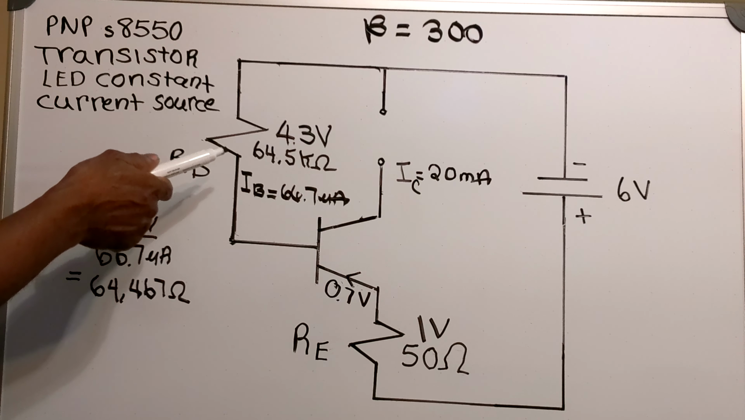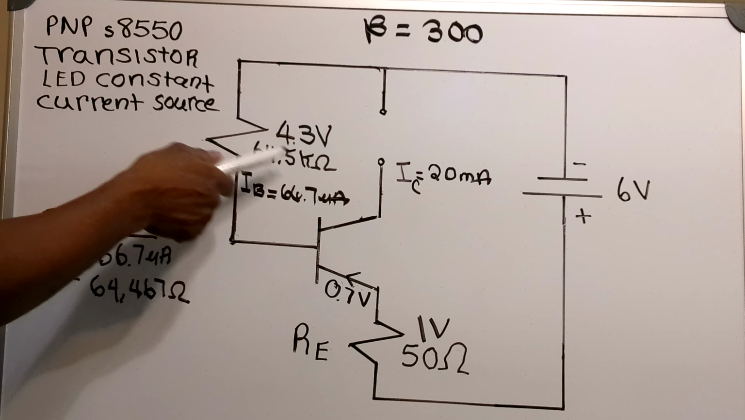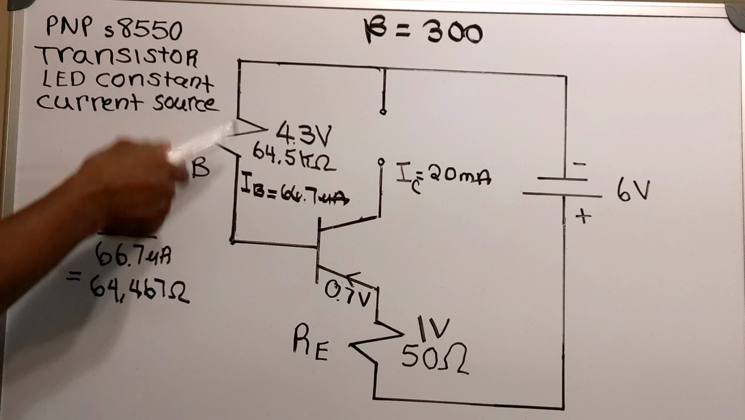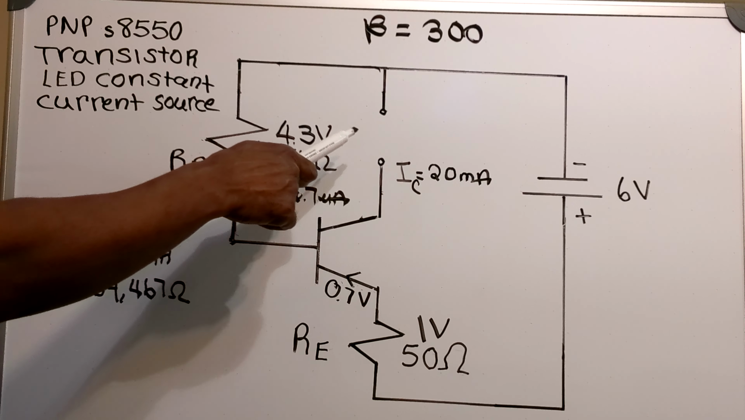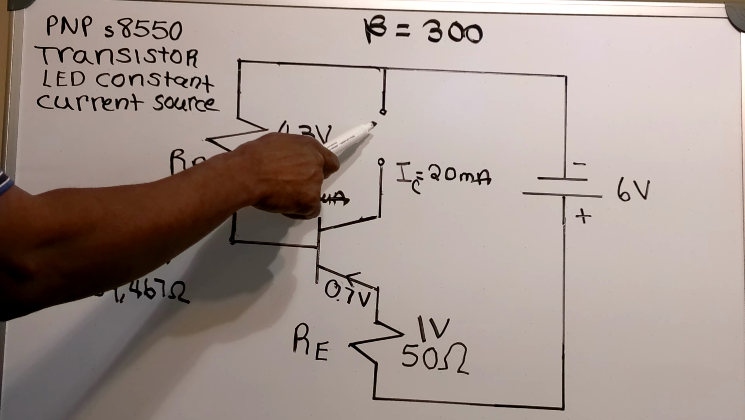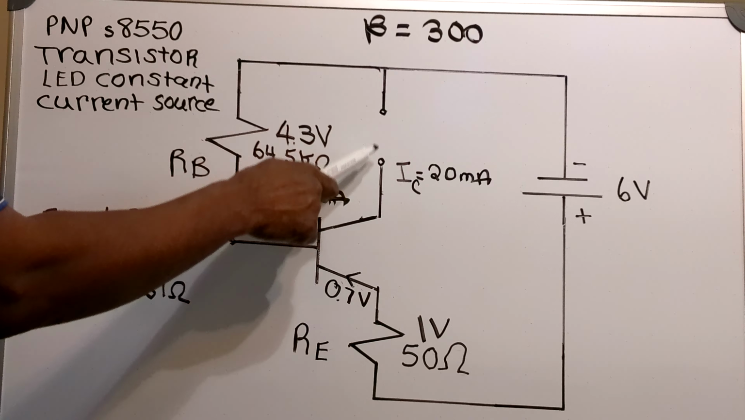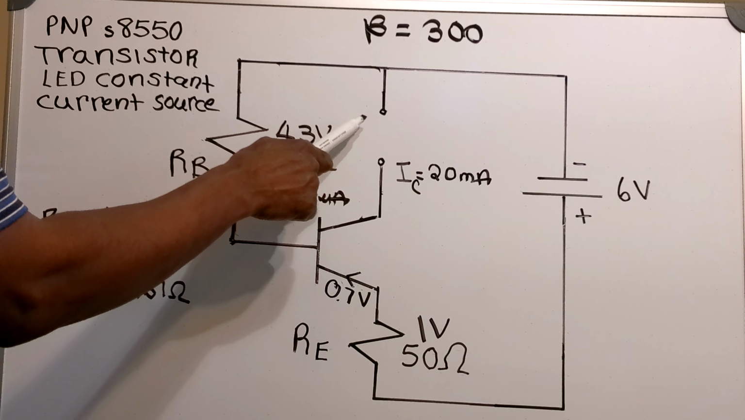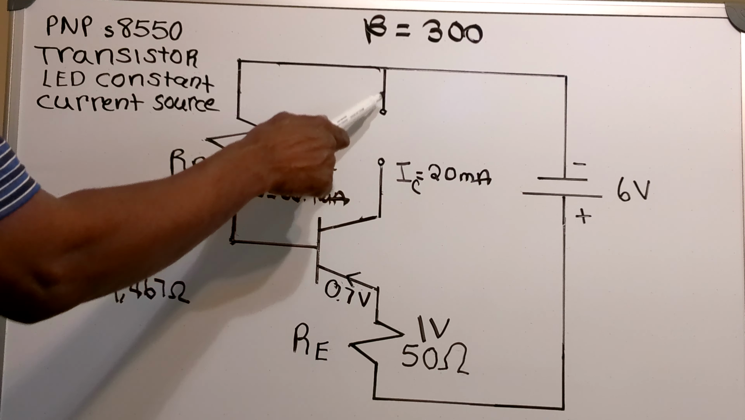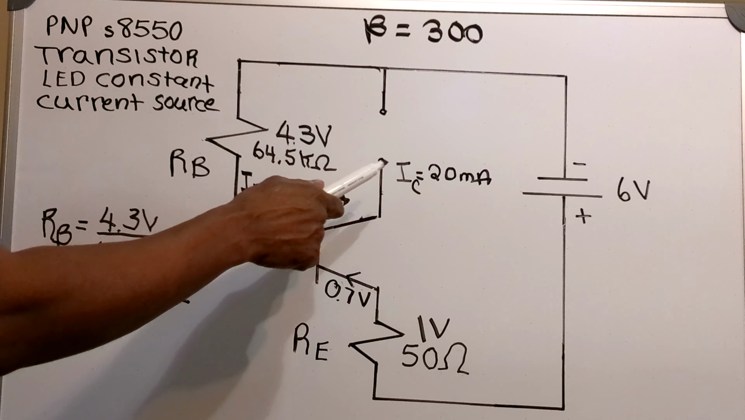Okay, now if you don't have exactly 64.5 kiloohms, use the closest value you have. Now what this circuit will do is provide a constant current of 20 milliamps for any 2 or 3 volt LED that you put between these two terminals. It will give you a constant current of 20 milliamps.